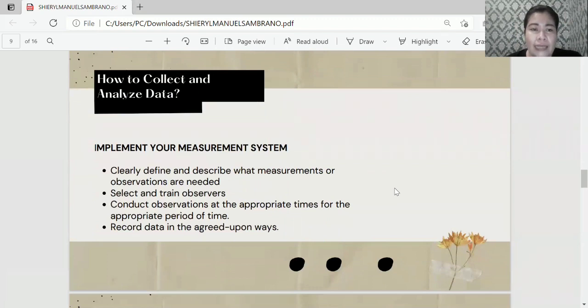How to collect and analyze data. Implement your measurement system. First is clearly define and describe what measurements or observations are needed. Second, select and train observers. Third, conduct observations at the appropriate times for the appropriate period of time. And the last one is record data in the agreed upon ways.